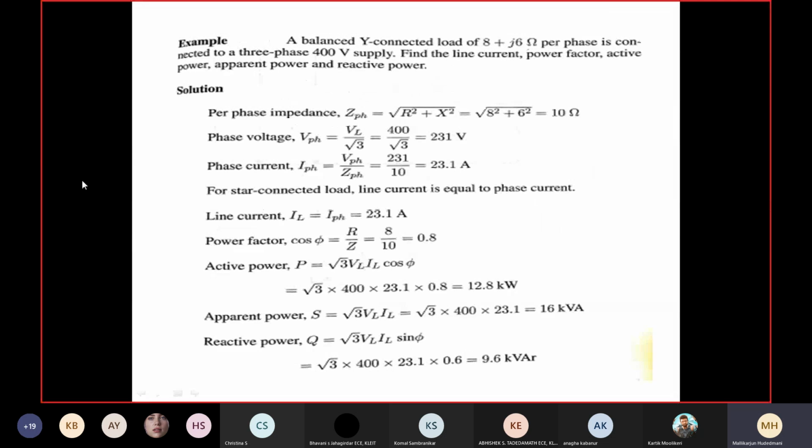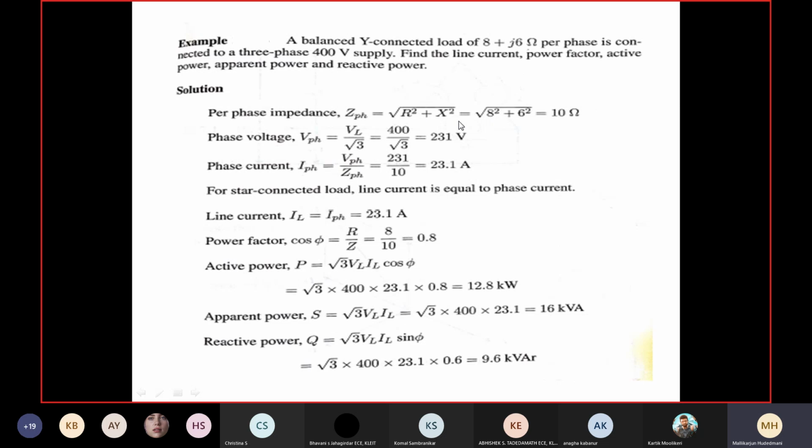Just to show you an example. Phase voltage is line voltage divided by root 3. 400 divided by root 3 works out to 231 volt. Then using Ohm's law, IPH is VPH divided by ZPH. So, three-phase circuit problems are always solved from per phase representation. It means I should begin from IPH or ZPH or VPH. This is the first step we should do.